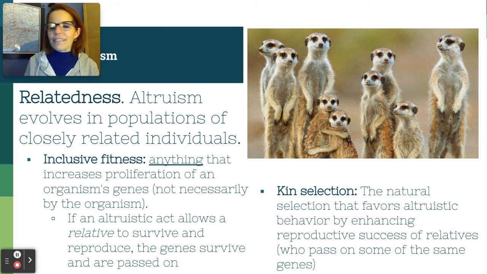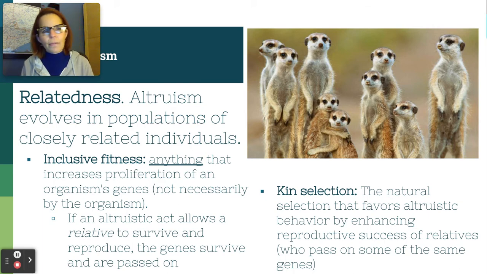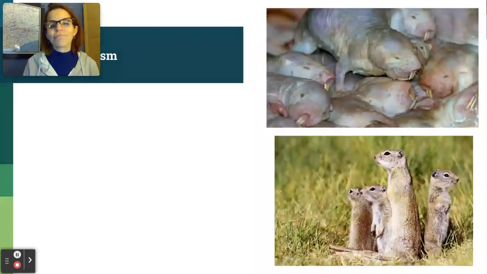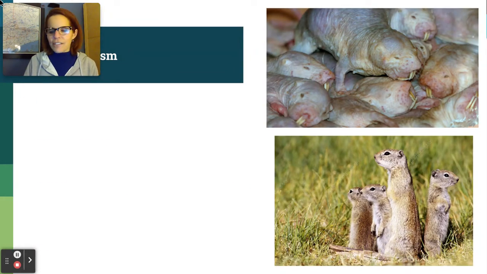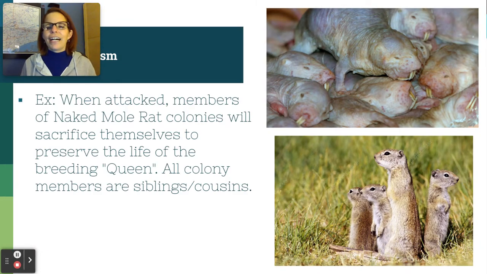So that's called kin selection, the natural selection that favors altruistic behavior by enhancing reproductive success of relatives who then pass on some of the same altruistic genes. All right, here are some examples of altruism.